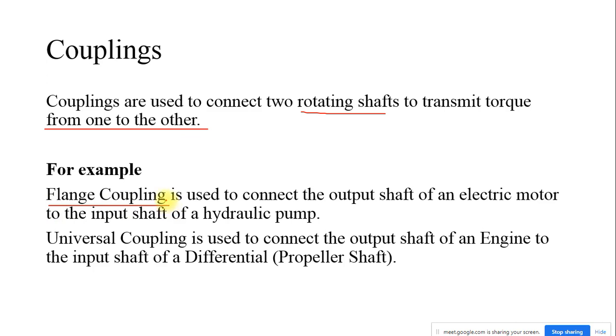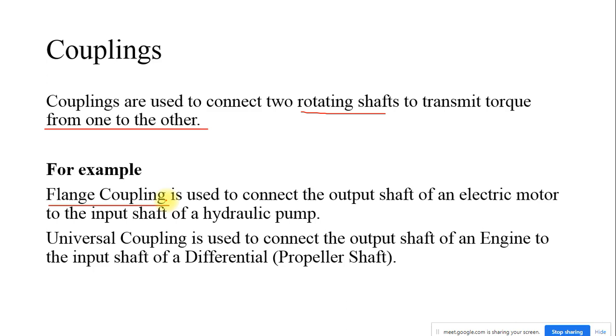A flange coupling is used to connect the output shaft of an electrical motor to the input shaft of the hydraulic pump. If you have one in your home, you can go and look into it. I can show how a flange coupling would look. The next example is a universal coupling. Definitely we would have seen it. Whenever we look at a lorry, at the bottom we can see a propeller shaft which transmits torque or power from the engine to the differential wheel, where one end of the shaft is straight and the other end is inclined. This inclined shaft is connected with the help of a universal coupling.